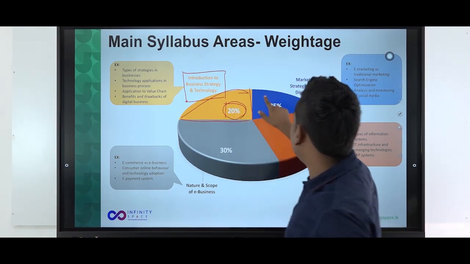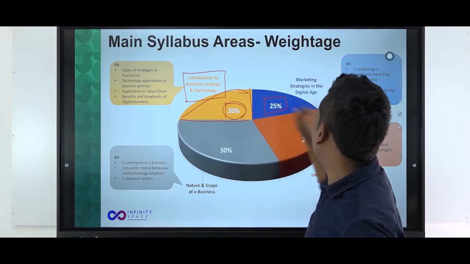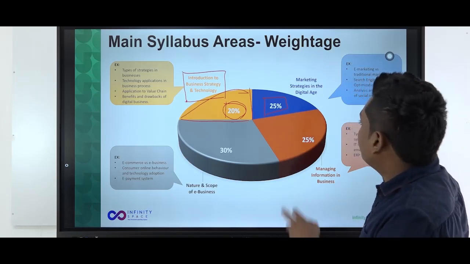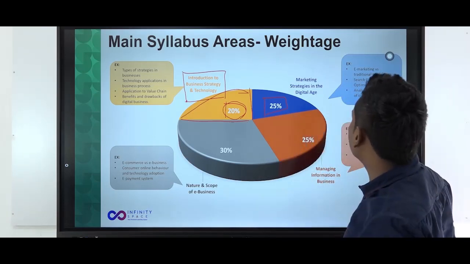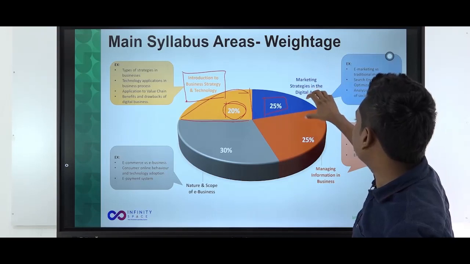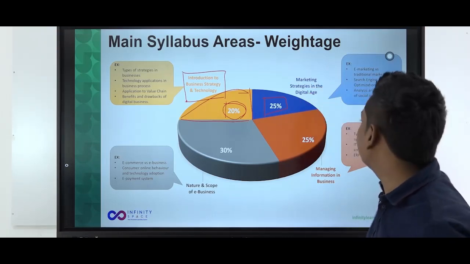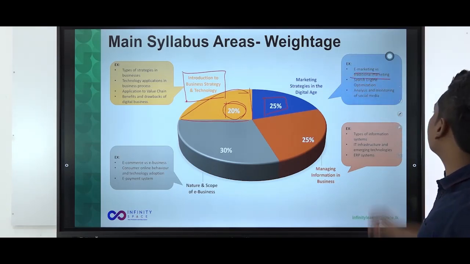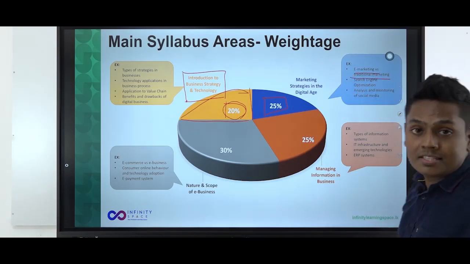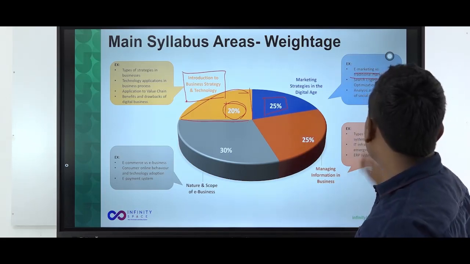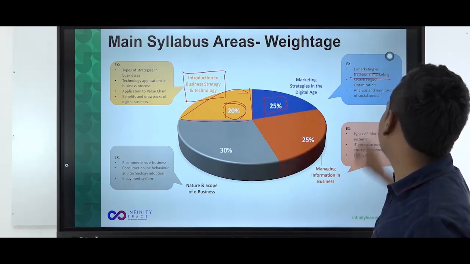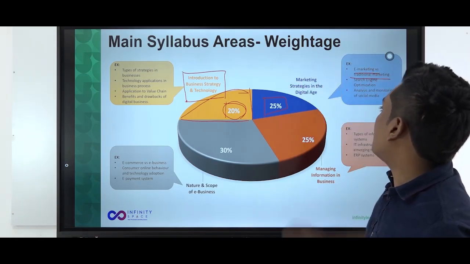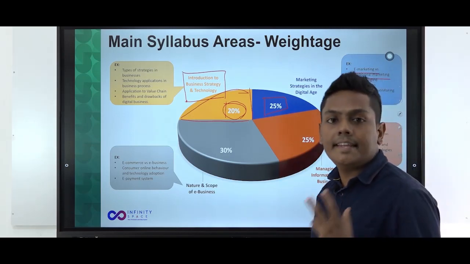Likewise, there is another 25% comes here. Here we go. Marketing strategies in the digital age. So the syllabus then again broken into a 25% marketing strategies in the digital age, which covers e-marketing versus traditional marketing, search engine optimization, SEO we call, and analysis and monitoring of social media. Few examples listed down here, which will be covered under the marketing strategies in the digital age.